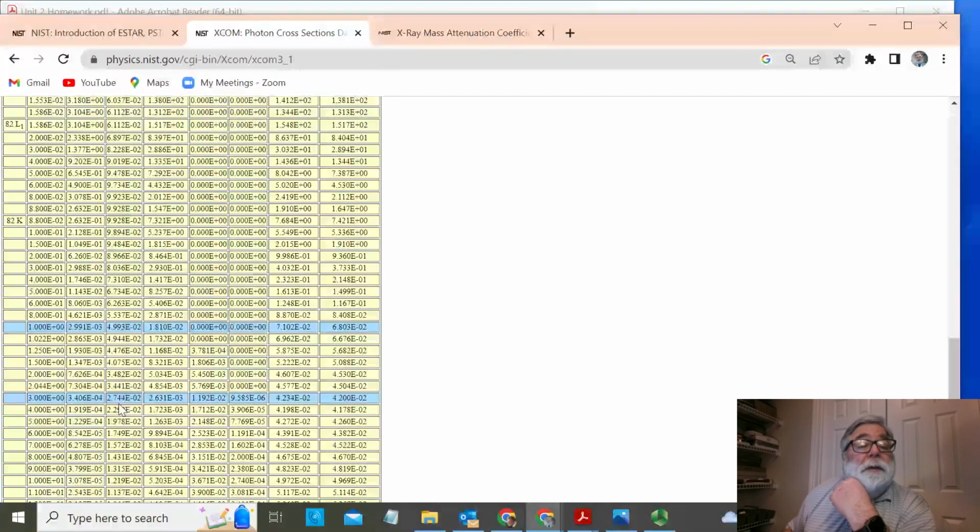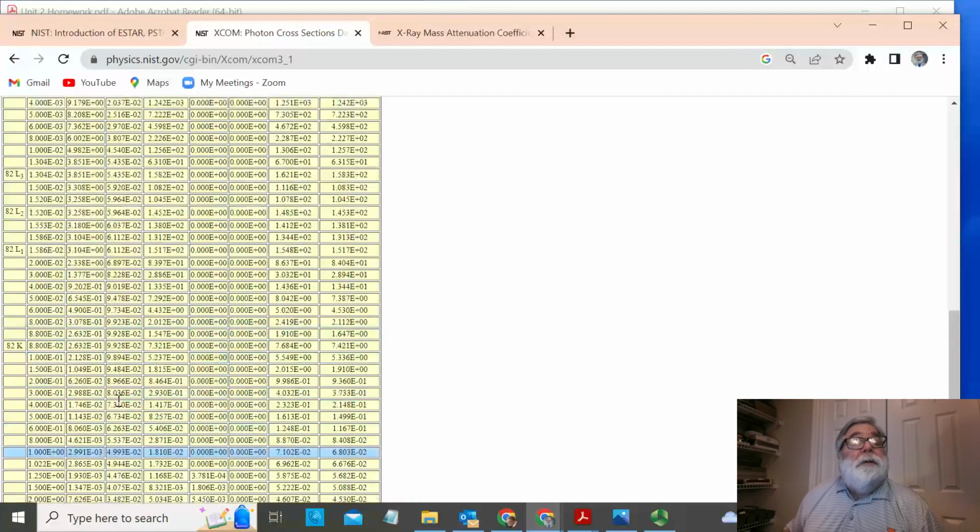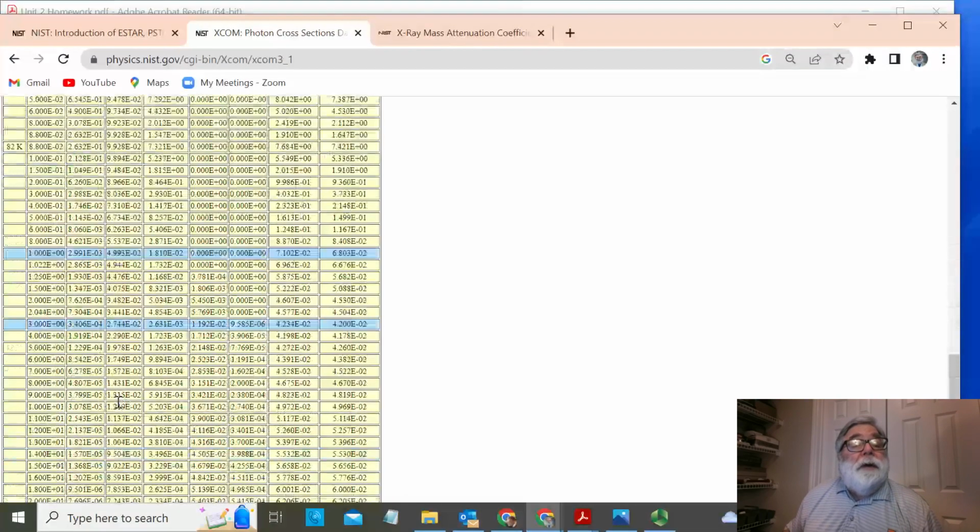Now at 3 MeV, we've got 0.027 for the Compton effect, 0.0026 for the photoelectric effect, and 0.012 for pair production. We've also got triplet production, but it's 3 orders of magnitude lower. So a tiny fraction, less than 0.1%. Okay, so that's going to help us with our answer.